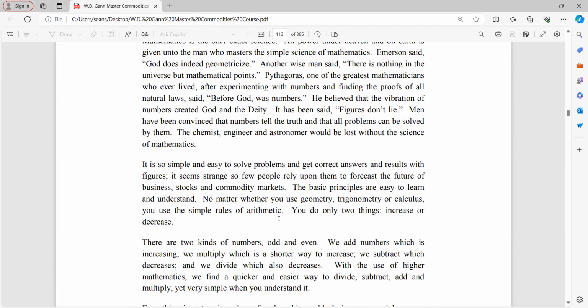Gann says, it's so simple and easy to solve problems and get correct answers and results with figures. It seems strange so few people rely upon them to forecast the future of business, stocks, and commodity markets. The basic principles are easy to learn and understand. No matter whether you use geometry, trigonometry, or calculus, you use the simple rules of arithmetic. And you do only two things, increase or decrease.